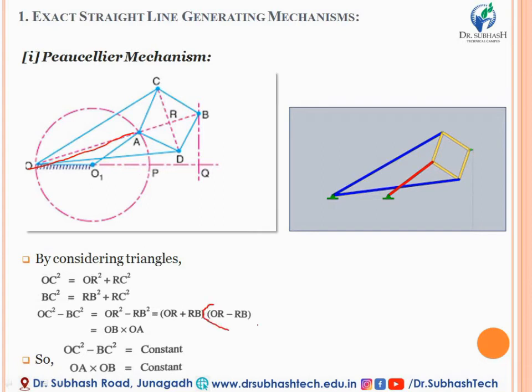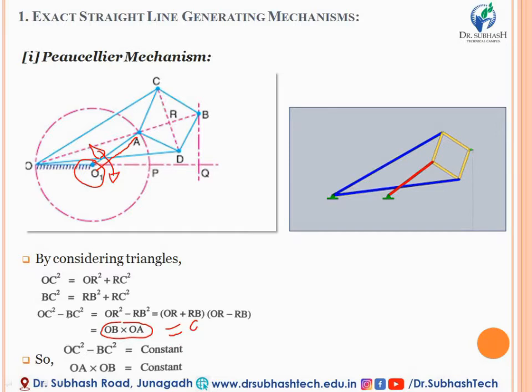So we can say that OR minus RB is replaced by OA. Now as we know, as I earlier said, the product of OA and OB will remain the same whether you are rotating this link O1A about the fixed point O1 in either direction. If you are rotating it clockwise or anti-clockwise, it is immaterial. By rotating that link, the product of OB and OA will always remain constant.